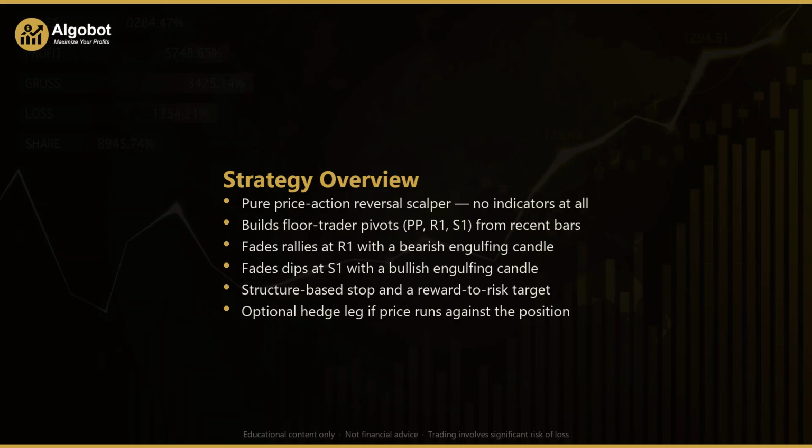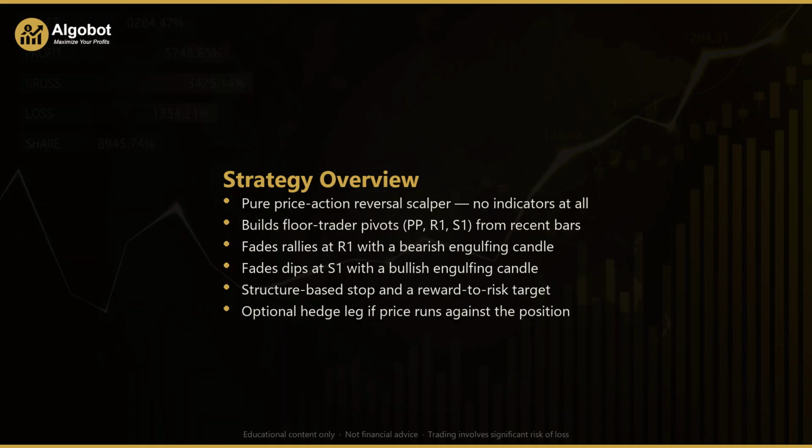So what actually drives it? Two things working together. First, floor trader pivot levels. The strategy looks back over a window of recent completed bars, finds the highest high and the lowest low, and combines them with the most recent close to calculate a central pivot point, a resistance level called R1, and a support level called S1. These are simple arithmetic levels that many traders have watched for decades.